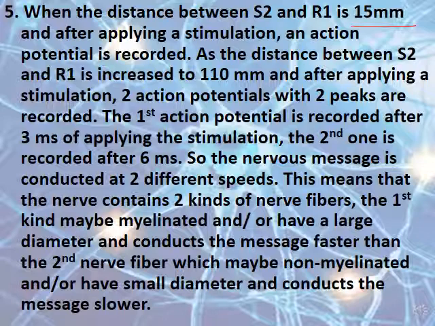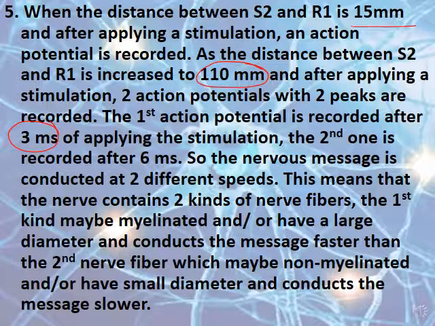So as the distance between S2 and R1 is increased to 110 millimeters, and after applying a stimulation, 2 action potentials with 2 different peaks are recorded. The first one is recorded after 3 milliseconds of applying the stimulation, while the second one is recorded after 6 milliseconds. So the nervous message here is conducted at 2 different speeds. What does this mean? This means that the nerve contains 2 kinds of nerve fibers.